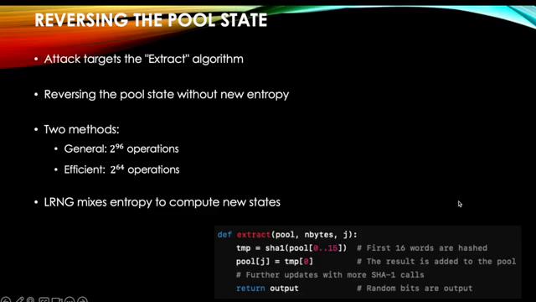To understand this, let's break it down with pseudocode. In the LRNG, every time it updates, it mixes the entropy from different sources and computes a new state. Now, if an attacker has access to pool T, they can run the reverse of this function and guess what the pool looked like at t-1. By continuing this process, they can keep going back in time and find previous outputs.